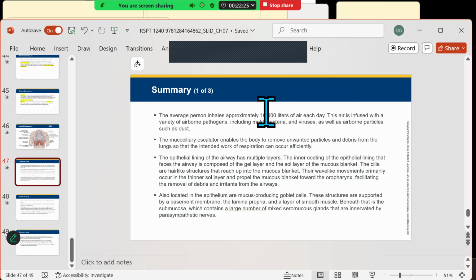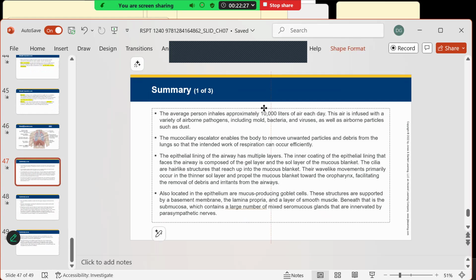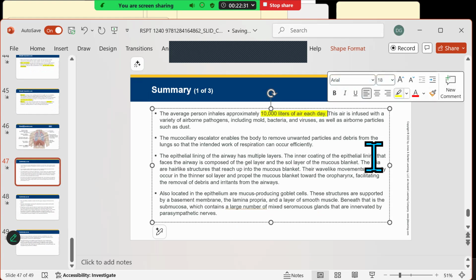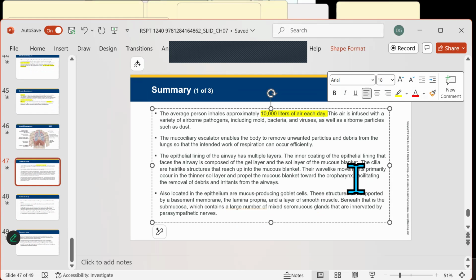We breathe about 10,000 liters of air every day. Wow. That's a lot of air in and out. Our lungs do an amazing job of protecting themselves, but sometimes they need our help. They definitely need our help with things like tuberculosis and cystic fibrosis, whenever the secretions get too thick. So the system works well, but it's not perfect.